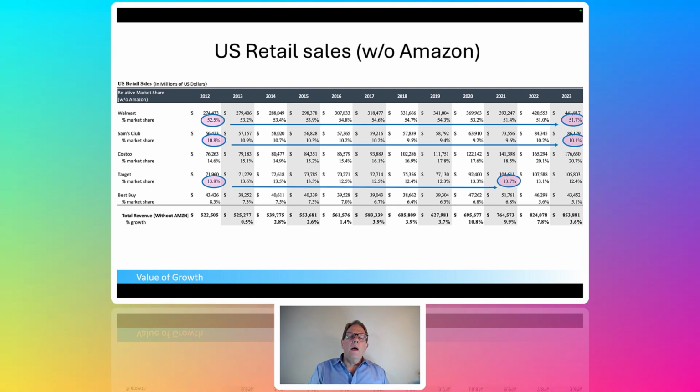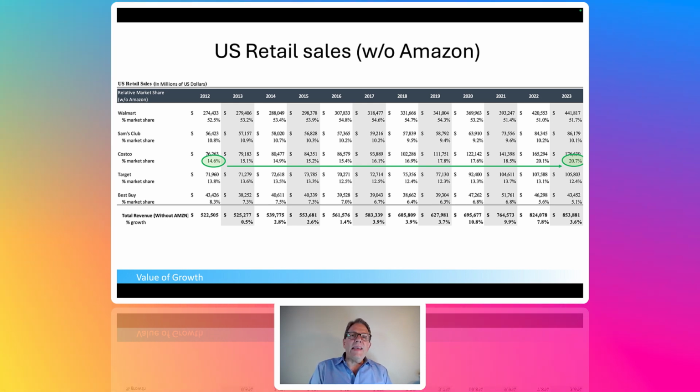All right, here you go. Here's Walmart's relative market share from 2012 to 2023. Their market share relative to these primary competitors went from 52.5% to 51.7% over that period. Sam's Club went from 10.8% to 10.1%. Target went from 13.8 to 13.7, and in the last 2 years they've actually lost a little bit of share, which is interesting. Look at this: Costco has actually gained market share relative to their direct competitors, primarily because of the superiority of their platform. And you can see Best Buy has lost market share.